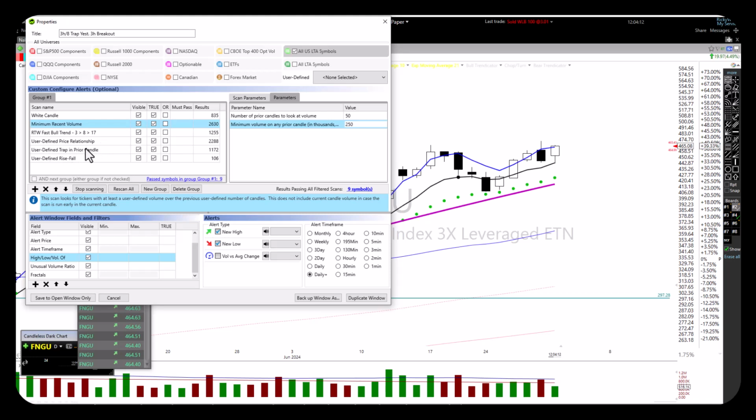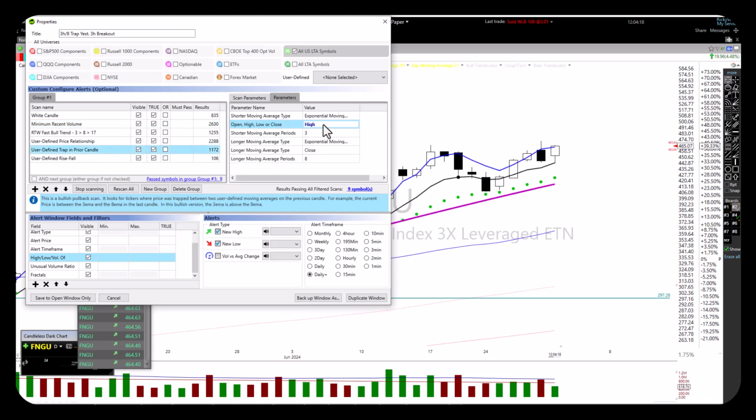Here's the trap. Notice it's a trap in prior candle. Prior candle, so this already says to look at yesterday's candle. And there it is there. I want yesterday's candle to be between the 3 high and the 8 close trap. So right there.